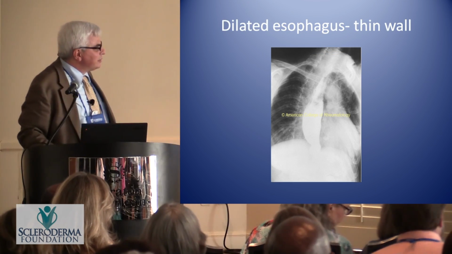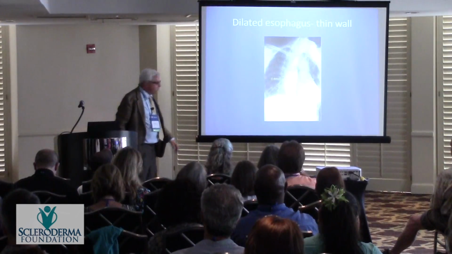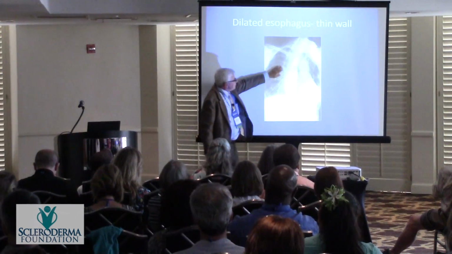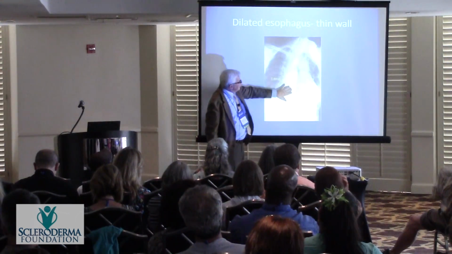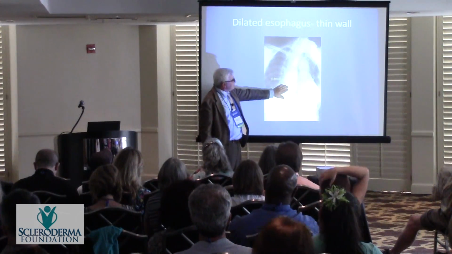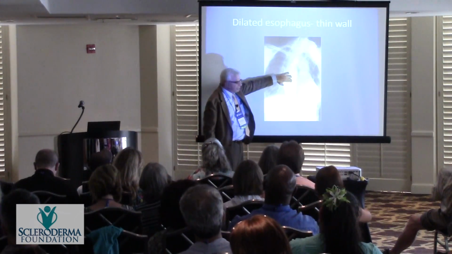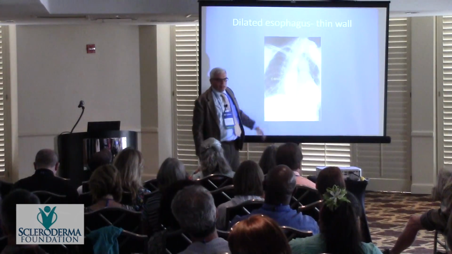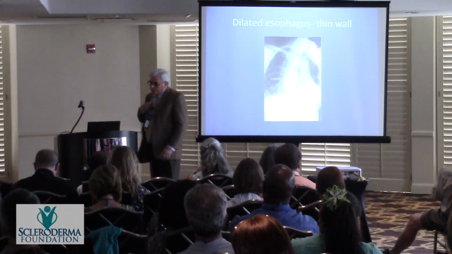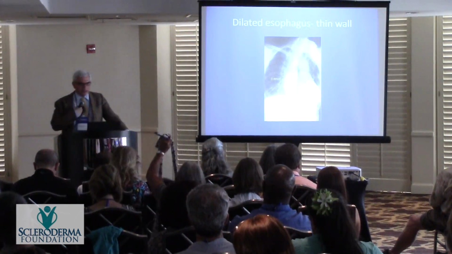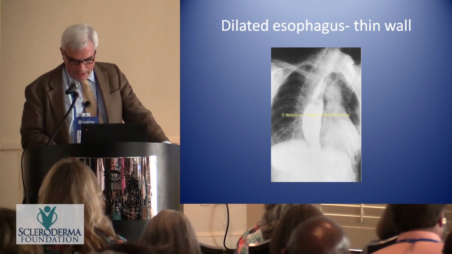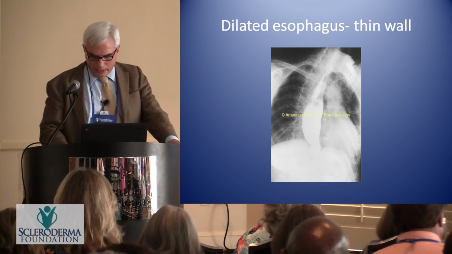And same thing with the esophagus. The upper esophagus is kind of normal, but this is a chest X-ray with the barium in the esophagus, and it shouldn't be anywhere near that wide. If it was an esophagus of normal strength, it just wouldn't do that. It couldn't do that. And it does that because it's weak and it's thin.